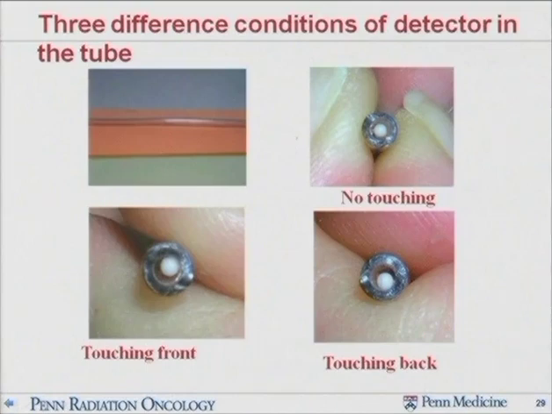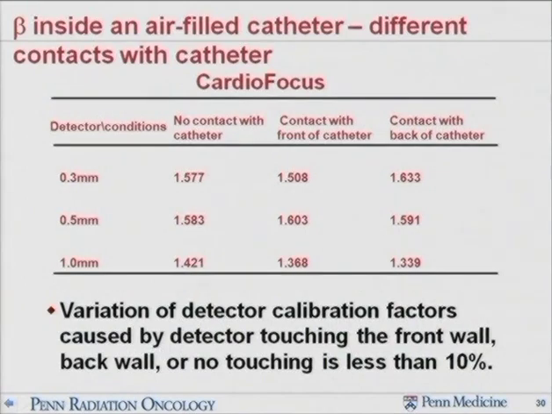The next condition we look at is if you put the isotropic detector in different locations. This is the idealized location, right in the middle of the catheter, and one can have other conditions, for example, touching the front catheter wall or touching the back wall, and what kind of error that introduces. We did some experiments of these different conditions for different types of isotropic detectors. The conclusion is the variation is there, but it is within about 10%, whether they're touching the front wall, the back wall, or in between.